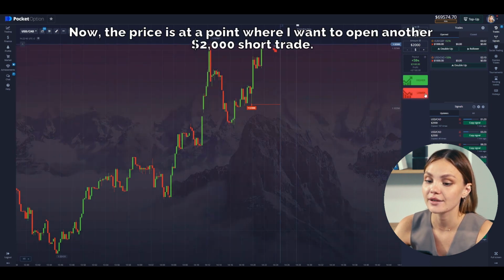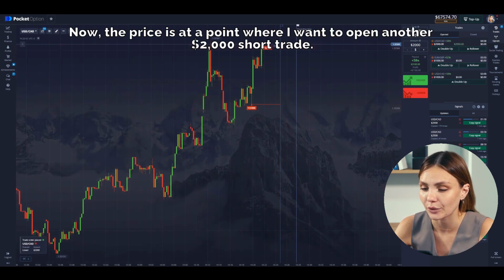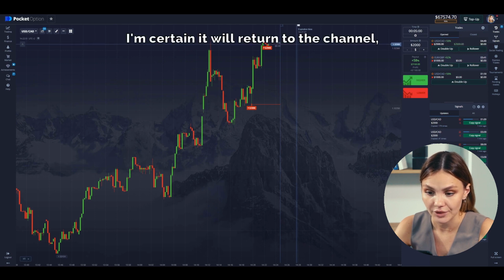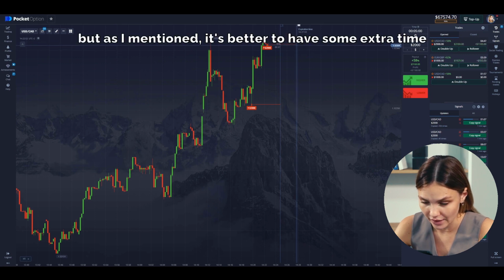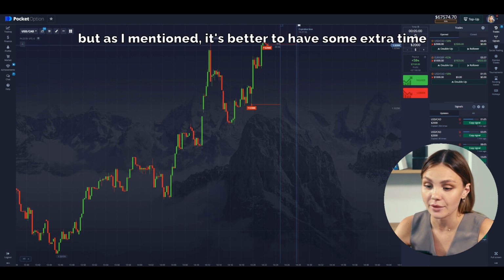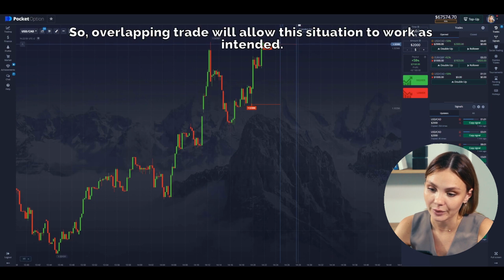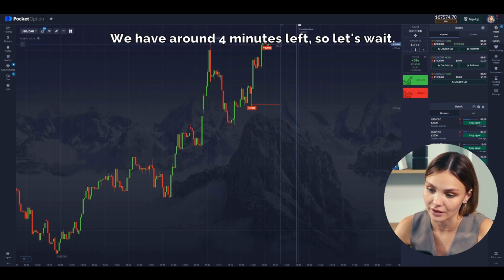Now, the price is at a point where I want to open another $2,000 short trade. I am really confident that the price will decline. I'm certain it will return to the channel, but as I mentioned, it's better to have some extra time, and I didn't have that luxury here. So an overlapping trade will allow this situation to work as intended. We have around 4 minutes left, so let's wait.